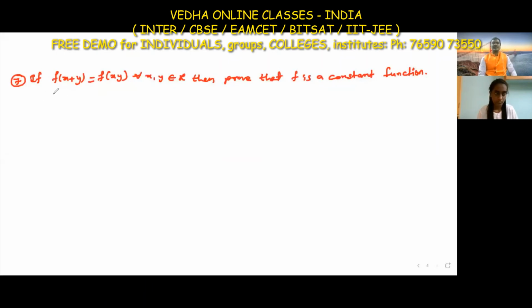Here in this question, if f(x + y) = f(xy) for all x, y belonging to R, then prove that f is a constant function. So what is given here? f(x + y) is equal to f(xy).